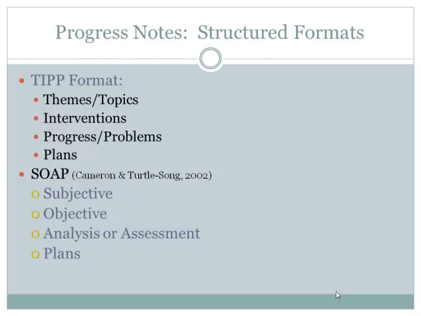So you're identifying the themes or topics that were discussed. The I in TIP relates to interventions. So what were the interventions used? And P is progress or problems that were identified or addressed within the therapeutic process. And plans always help you to think about where you're going from here. What's the next step in this treatment process? So the TIP format is a widely used format.